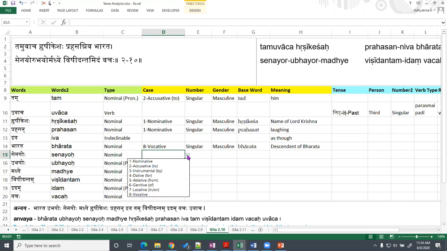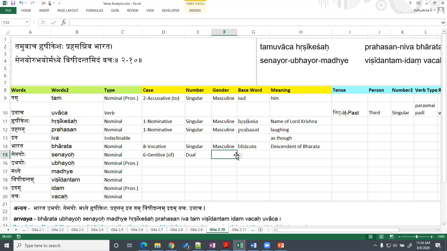Senayoho, it is the sixth case. It's dual. It's feminine. The word here is Sena. So Sena means army, or essentially, because it's a genitive, you can actually say here between the two armies. Sena means army, but Senayoho would become between the two armies because it's a dual and it's a genitive case.